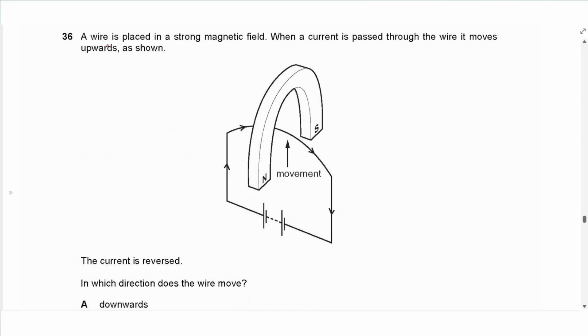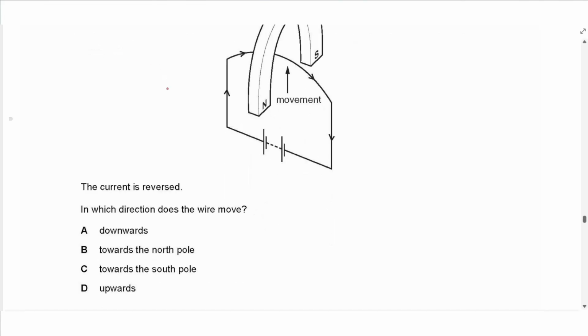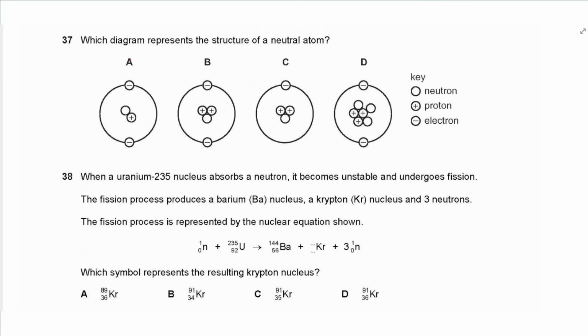Question 36 says a wire is placed in a strong magnetic field. When a current is passed through the wire, it moves upwards as shown. The current is now reversed. In which direction does the wire move? So reversing the current only without reversing the field reverses the direction of the force and movement. So it was moving upwards, now it will move downwards. So we choose A.